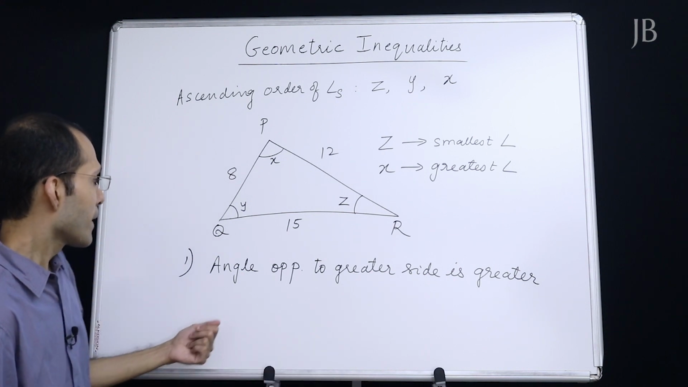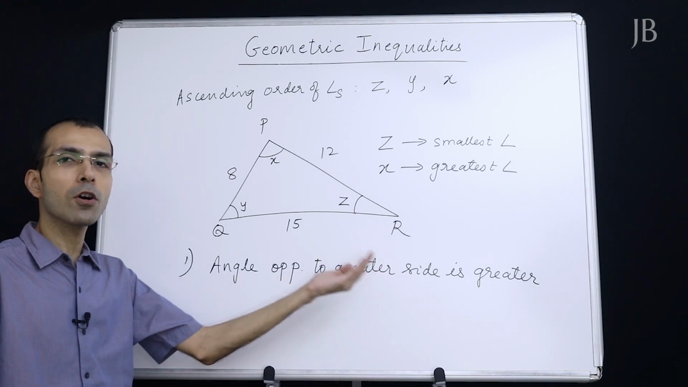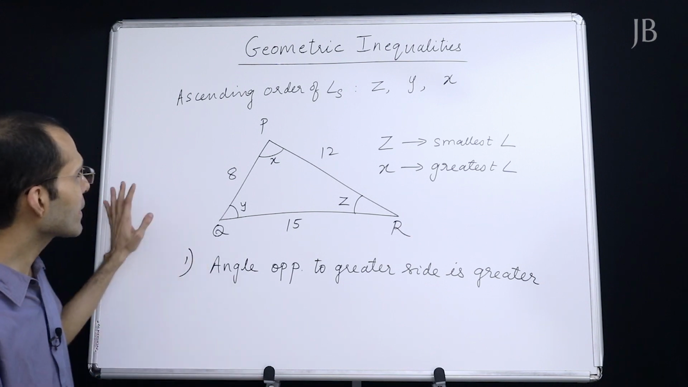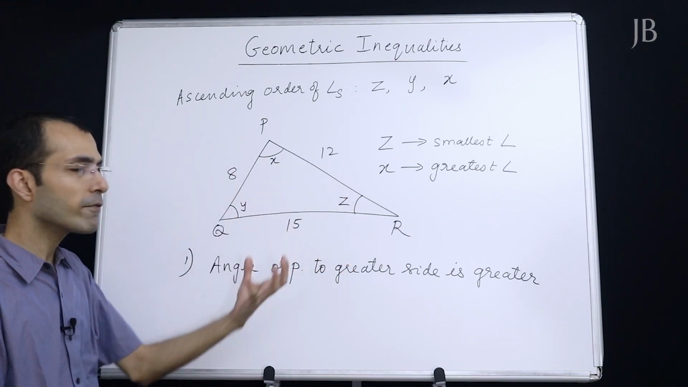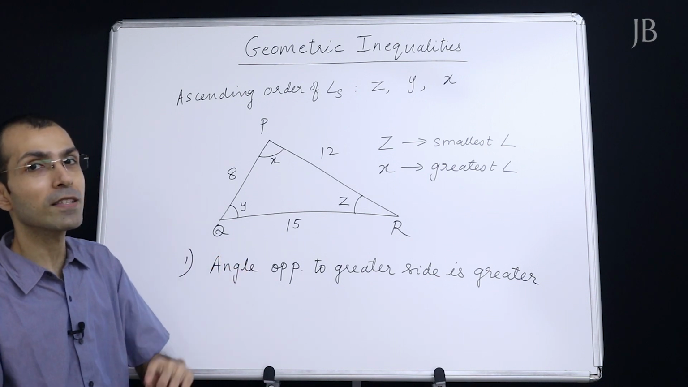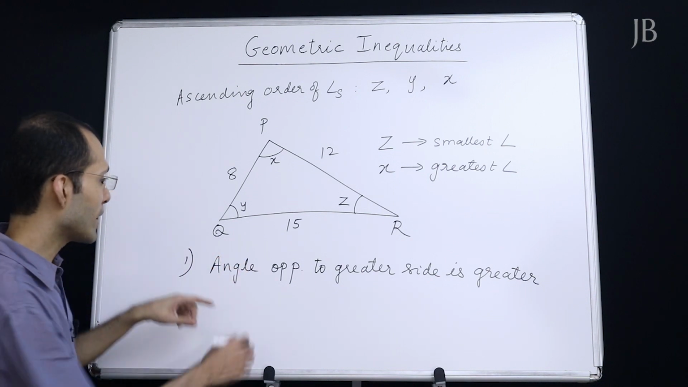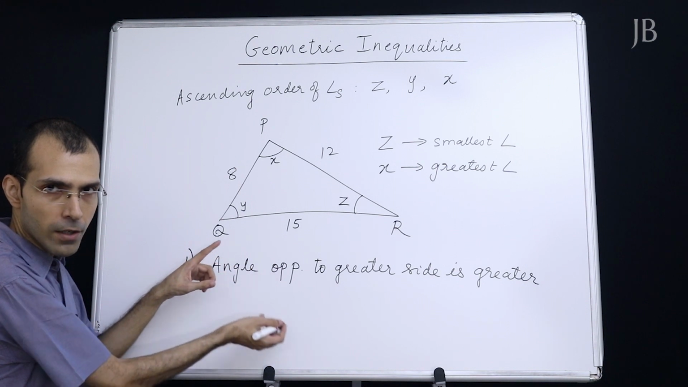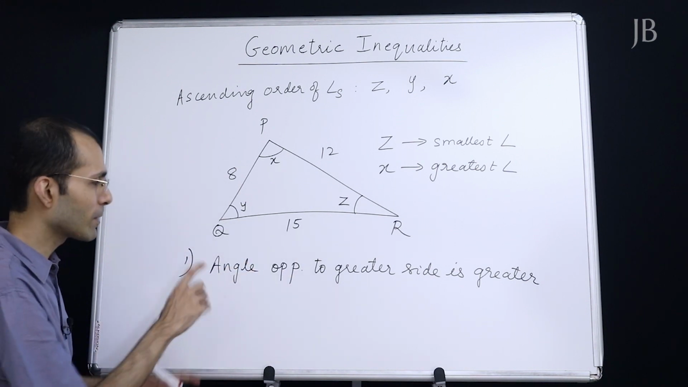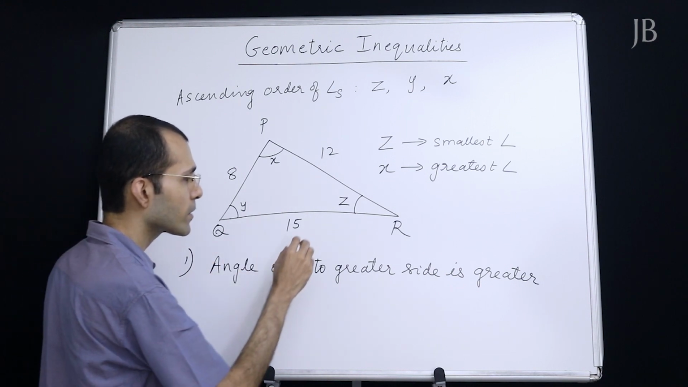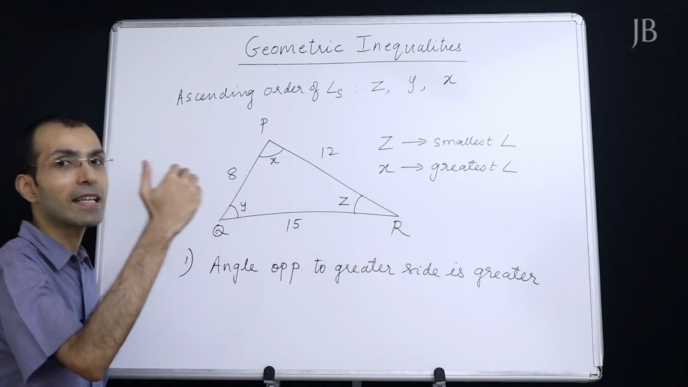Okay. We also have the converse of this concept. Is this clear first of all? Right, here sides were known and we drew some conclusion about the angles. Now we will have the converse of this concept. First understand this concept one more time. Angle opposite to greater side is greater.